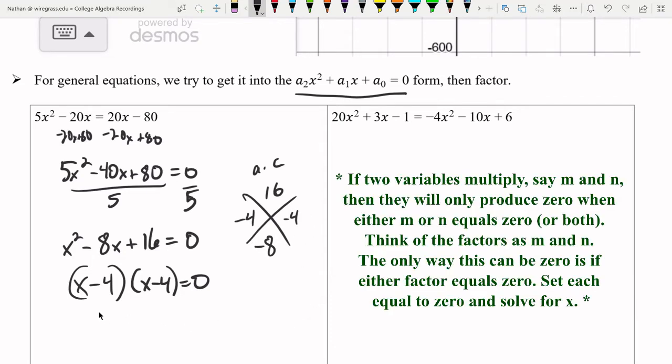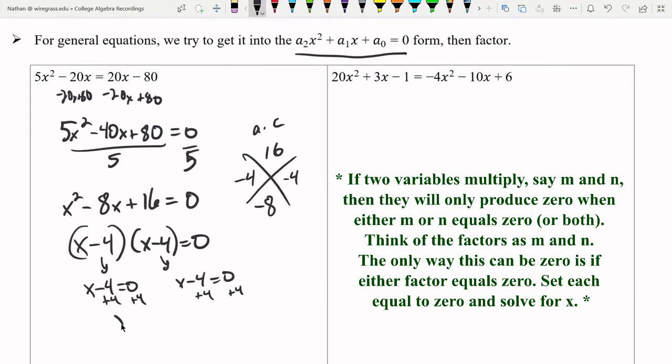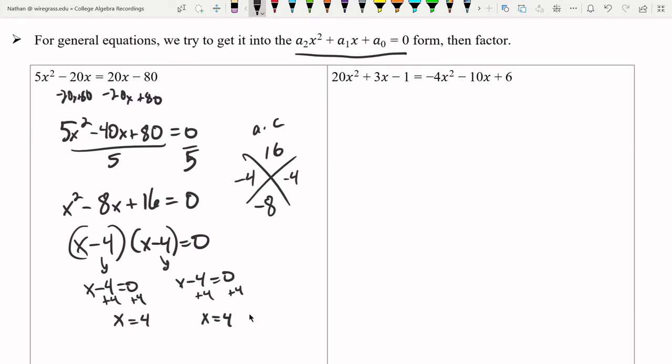And this gives me, this solution is going to be x minus 4 equals 0. And this one says x minus 4 equals 0. Of course, both of them give me the same exact answer. x equals positive 4, x equals positive 4. There's only one solution in this case. It's repeated twice, but there's only one solution.